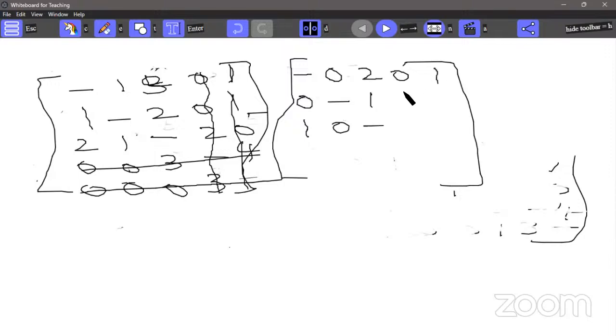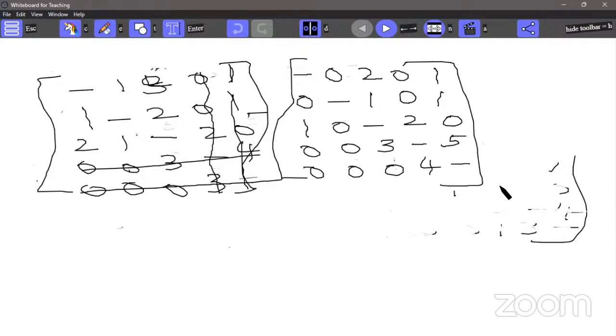0, 1, 2, 0, 0. Dash, here also 0, dash, 0, 0, 3, dash, dash will remain dash. 5 and 5. 4, very good. This 4 is at a junction. So what we do is we add back. Then 0, 0, 0, 4. 3 is again junction. 4, dash, 2. There we had a dash. Dash will remain dash.